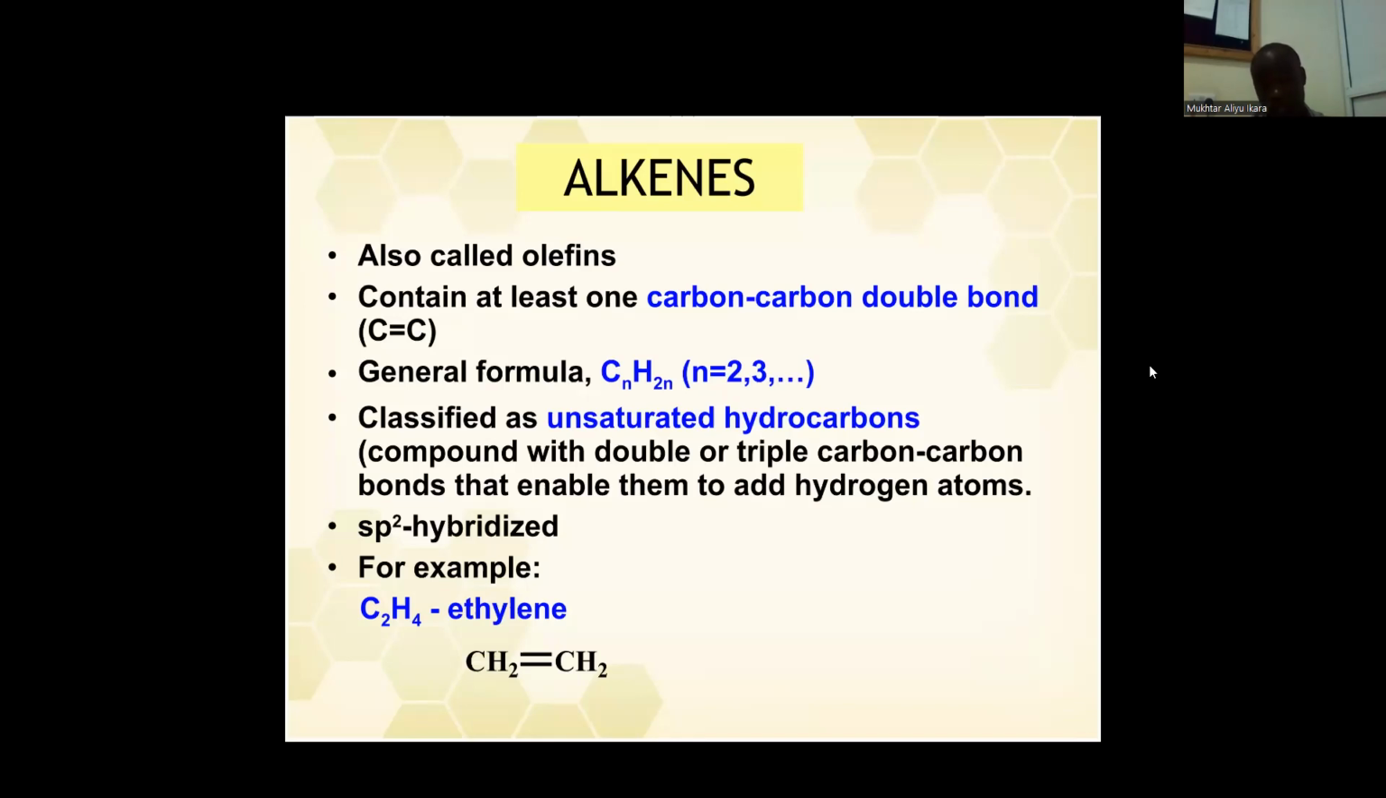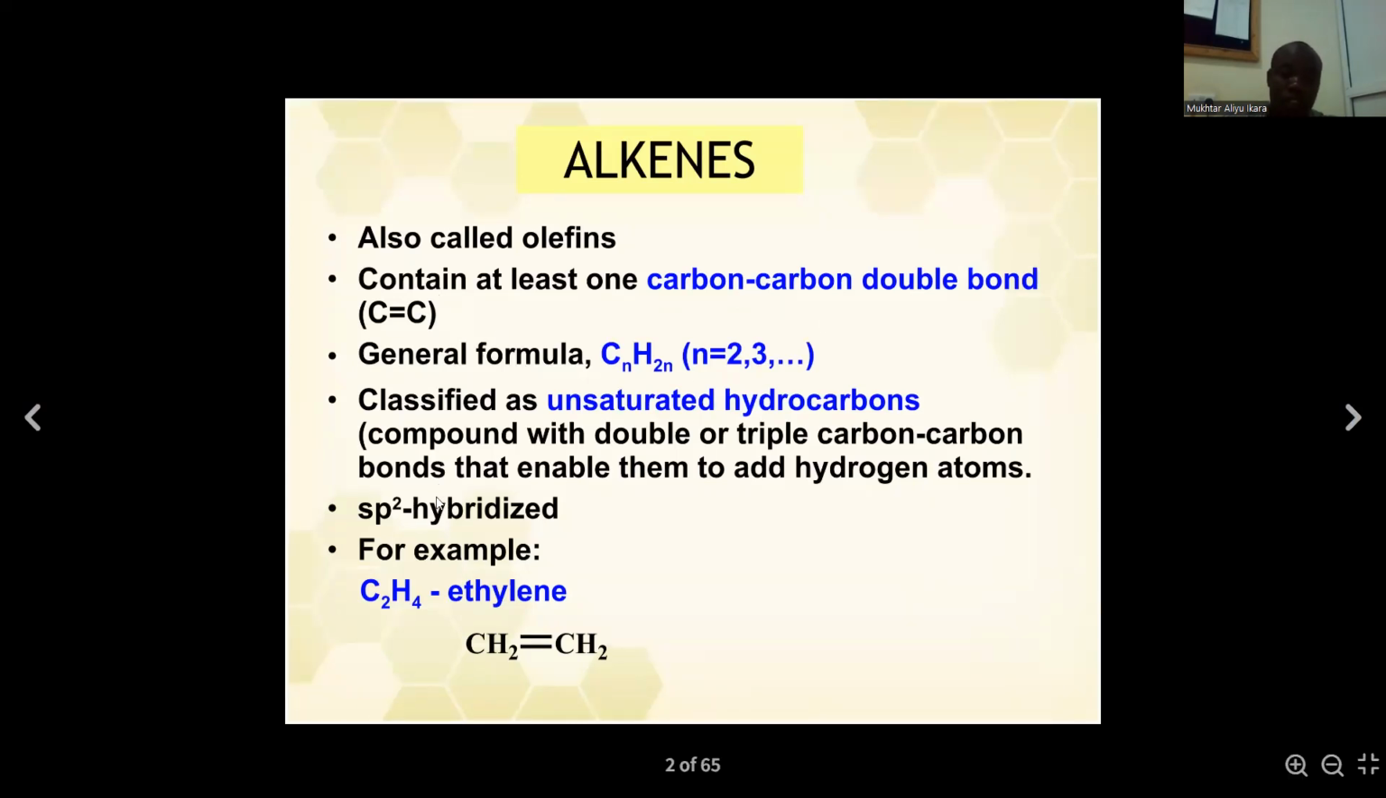They have a general formula of CnH2n, and the n value starts from 2. They are classified as unsaturated hydrocarbons, compounds with double or triple carbon bonds that enable them to add hydrogen atoms. They are unsaturated because they are deficient in hydrogen atoms. So we should know this. In addition, they have sp2 hybridization.